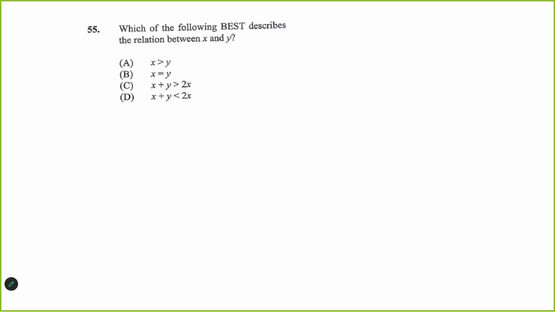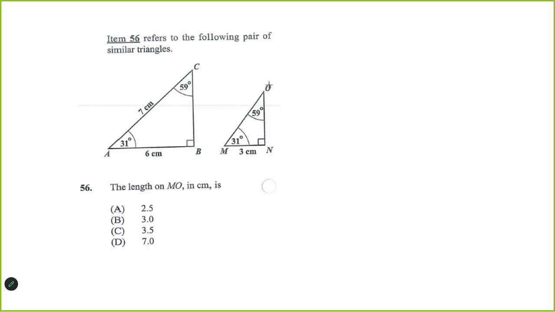I probably don't have the image, but hold on. X and Y most likely are equal to each other, right? This is a repeated question. This is 3.5.